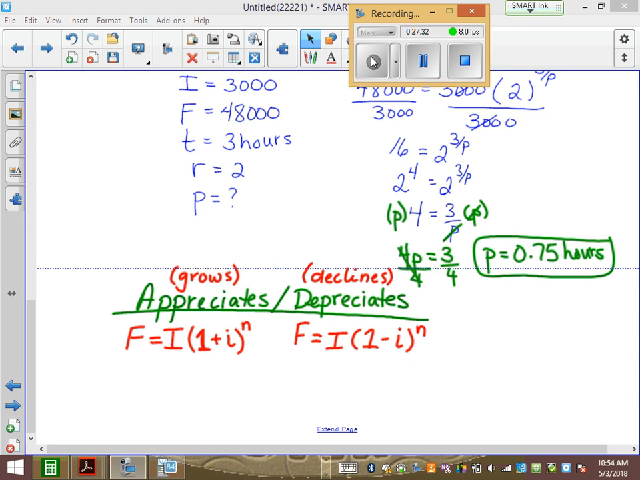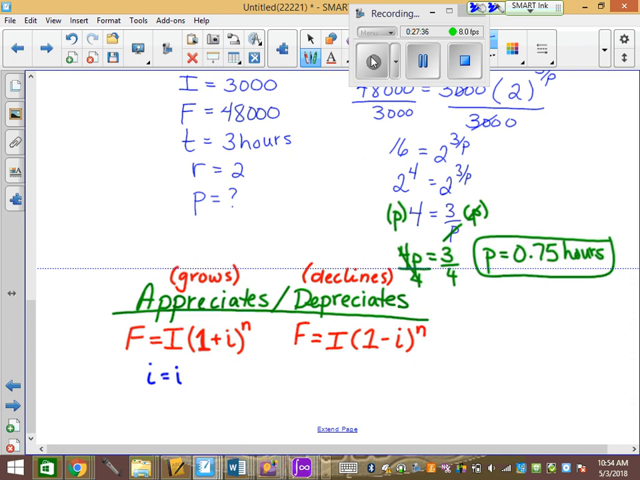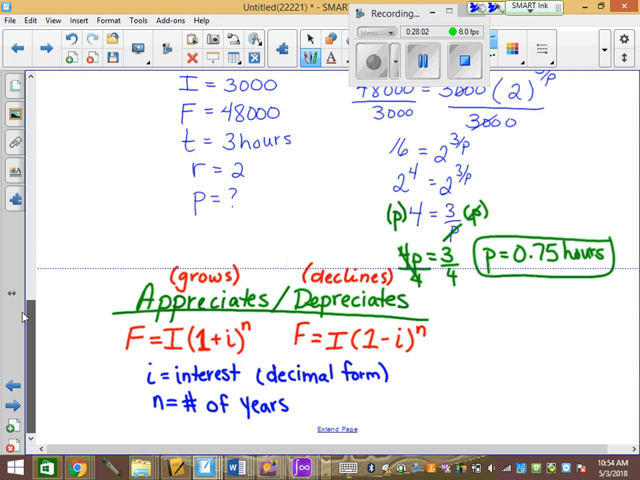F is still final. I is still initial. The only thing that changes is little i is the interest rate, in decimal form. And n is the number of years or months, etc. So it's the number of years and the interest rate in decimal form.